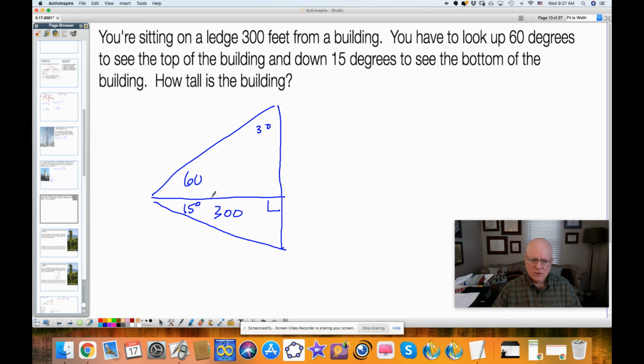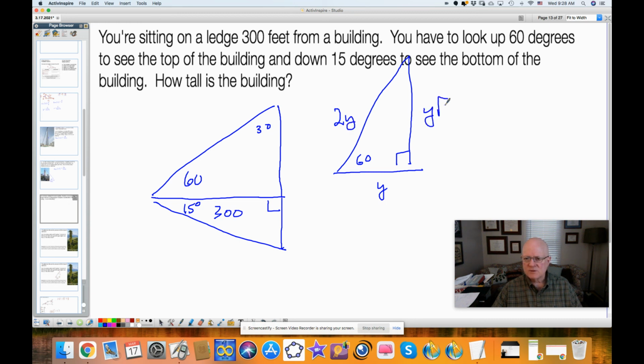300, remember I'll draw it sideways like this. Here's my 60 degrees, my 90. The hypotenuse is double the shorter leg. Knowing this will keep you out of trouble. This is going to be root 3 times whatever that is. So this distance here would be square root of 3 times 300. And I can plug that into a calculator to get this distance right here.